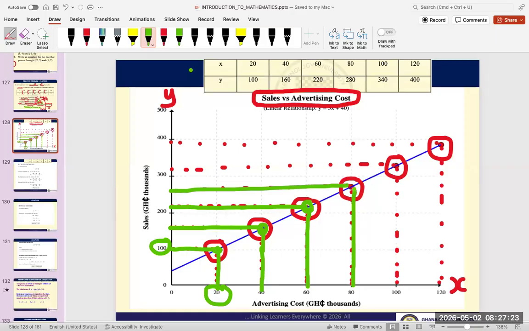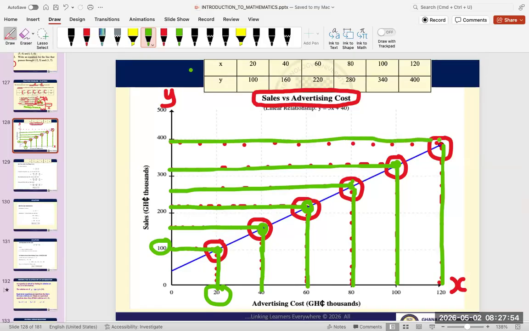Where they meet becomes your final point. When X is 100, it's moving up, and Y 340 will be coming from the side. Where they meet will be your point. And then finally, when X 120 is moving up and Y 400 is coming from this side, where they meet will become your point. This is how you can plot these points.